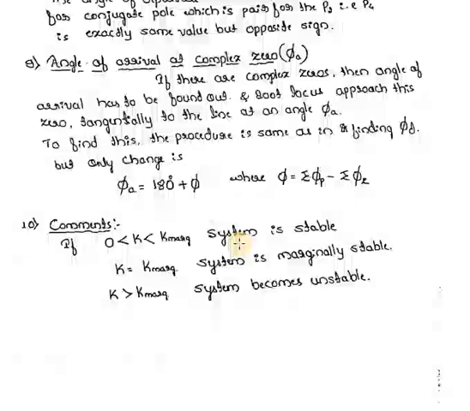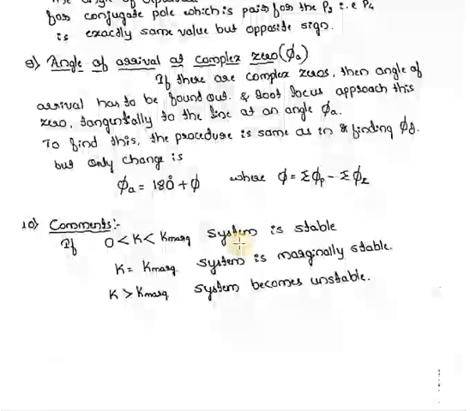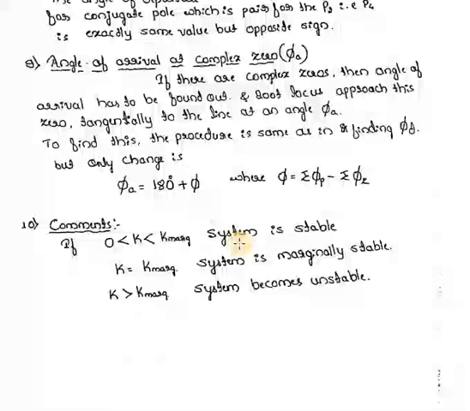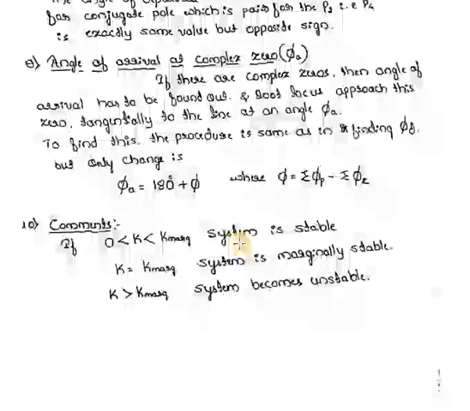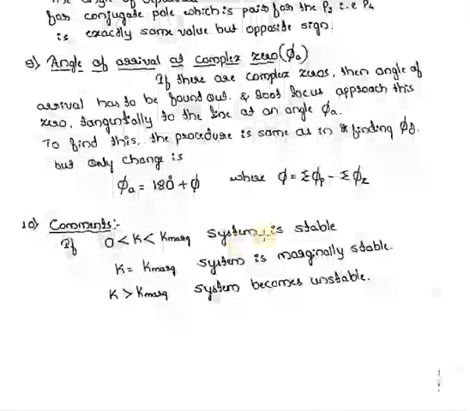Instead of poles, if there are complex zeros, then you need to find out the angle of arrival. So if there are complex zeros, then the angle of arrival has to be found out, and the root locus approaches this zero tangentially to the line at an angle of phi a. To find this you need to follow the same procedure, but the only change is here: the angle of arrival phi A is 180 degrees plus phi, where phi is summation of phi p minus phi z.